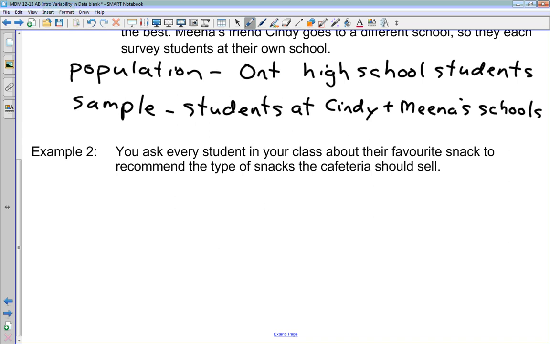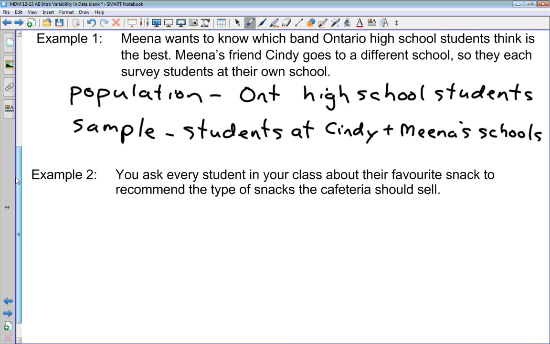Sometimes it's not as clear what the population and the sample are. You ask every student in your class about their favorite snack to recommend the type of snacks the cafeteria should sell. Again, we want the population, and we want the sample. In this one, I think the sample is pretty clear. Who are they sampling in this case? Classmates.